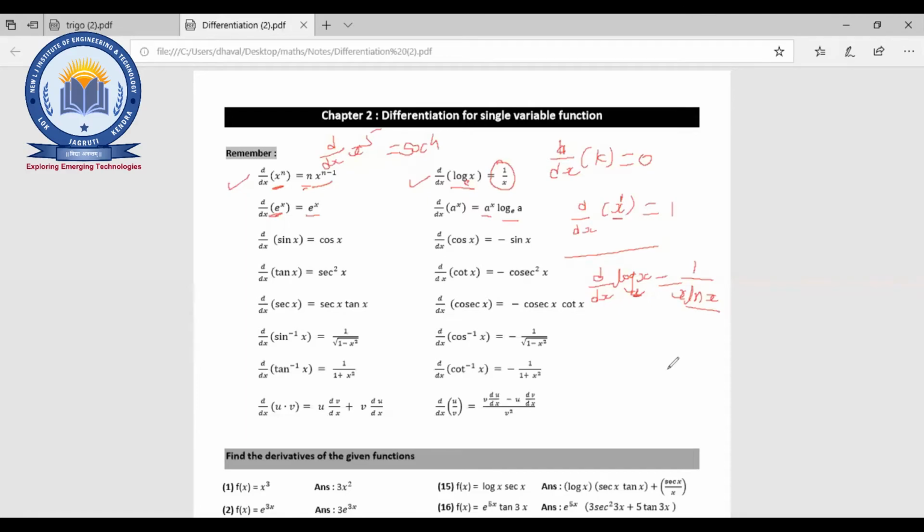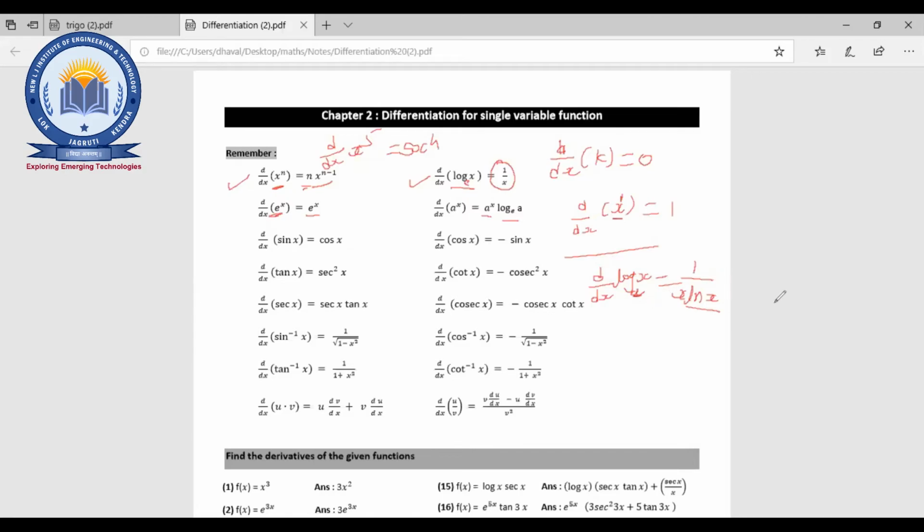So maybe some of the students are not aware of the chain rule. Maybe, right? But we'll go through the revision of that. But here it's log x now. So I remember there will be another form, log x upon a, right? So you all go through all of these things. There are so many ways, right?